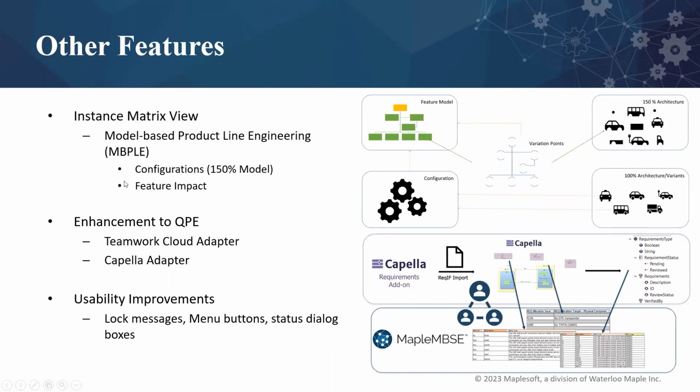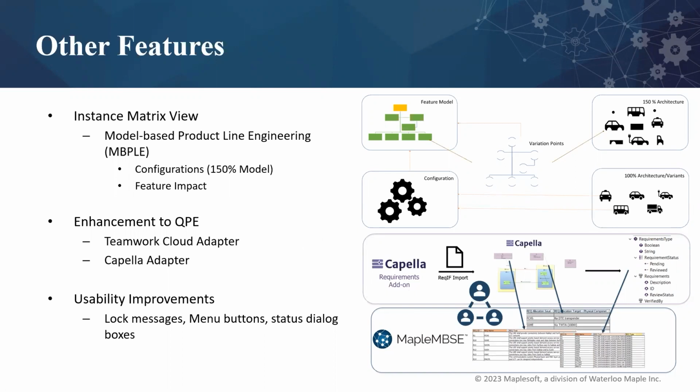and you can use Cameo or MagicDraw to generate the different variants. And the next feature that I also want to discuss is the different features we have included to enhance the QPE. We have included new features both for the Teamwork Cloud adapter and the Capella adapter. I would like to specially mention that with the Capella adapter, the new features that we have included will help you to work with the requirements add-on to manage requirements using MapleMBSE.